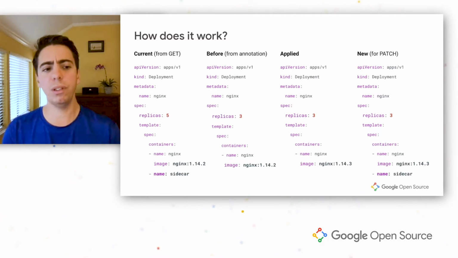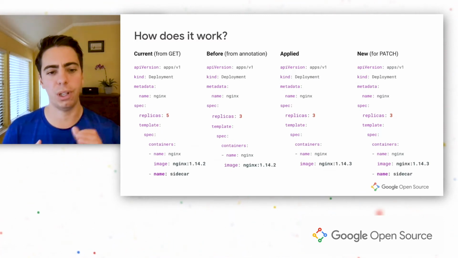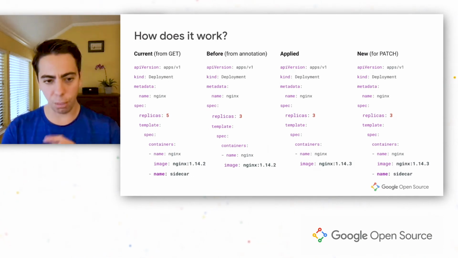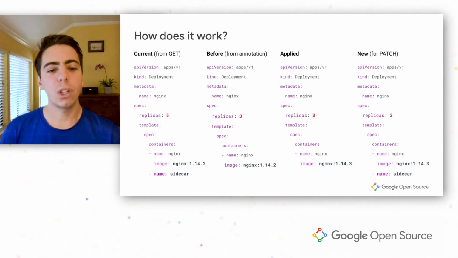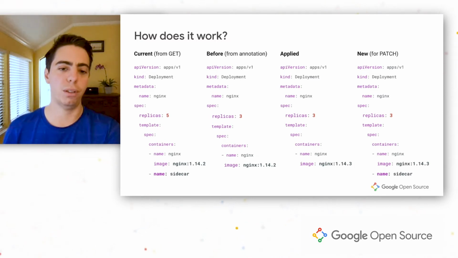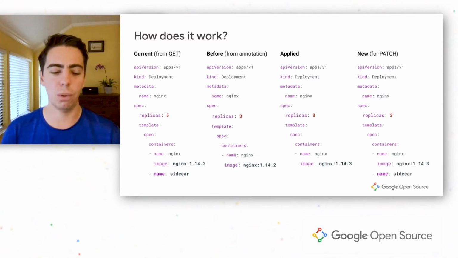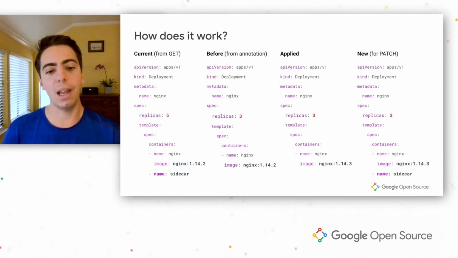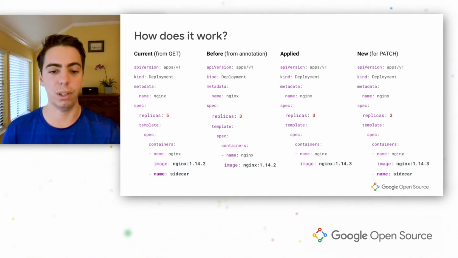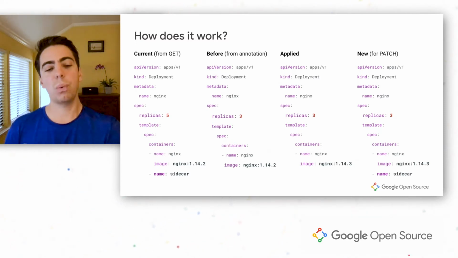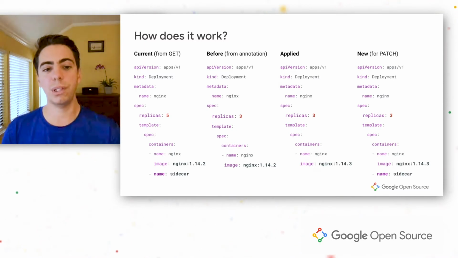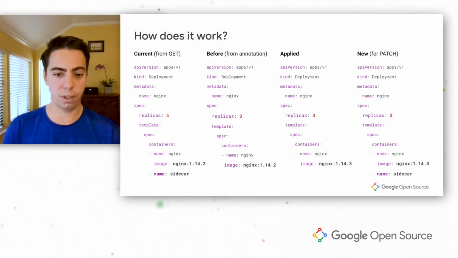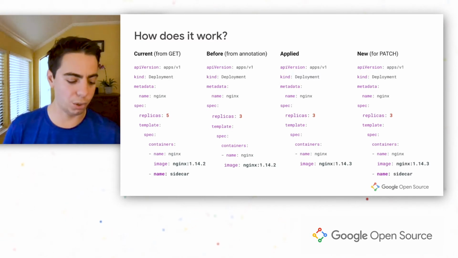We are going to look at these 3 different objects, the current version, the before version, and the applied version, and we're going to perform a 3-way merge. We're going to compute this new final object, which has the number of replicas equal 3, which is the value that you said you wanted. We're going to update the image to nginx 114.3 as you wanted, and we're going to conserve the sidecar container because you don't have an opinion about that, so we don't believe that it should be removed. Once we have this new object, we are going to compare it with the existing object, compute the difference, and send that difference as a patch to the server.